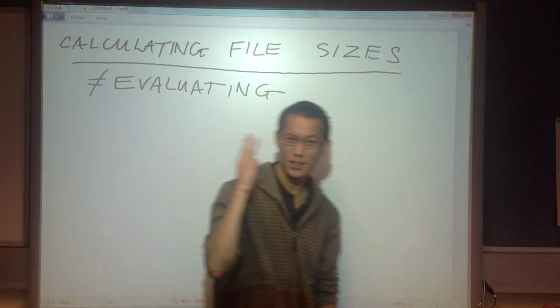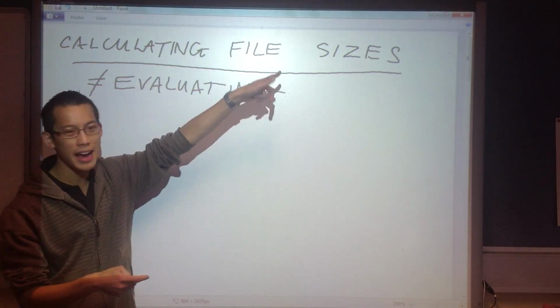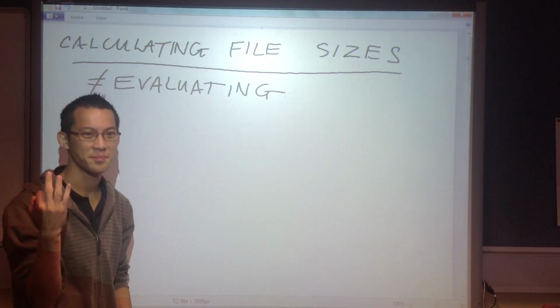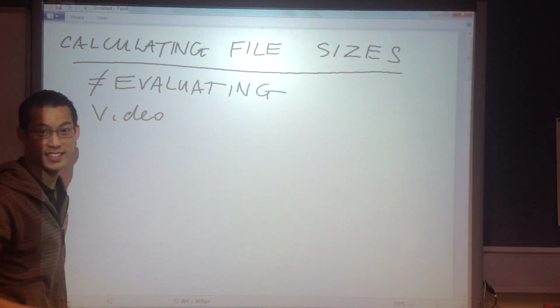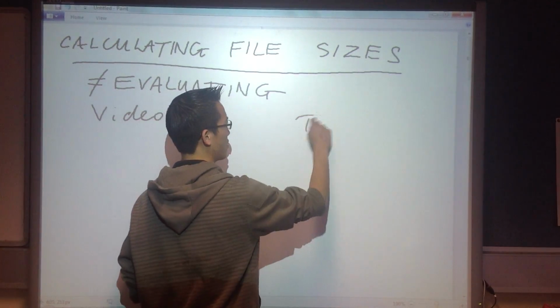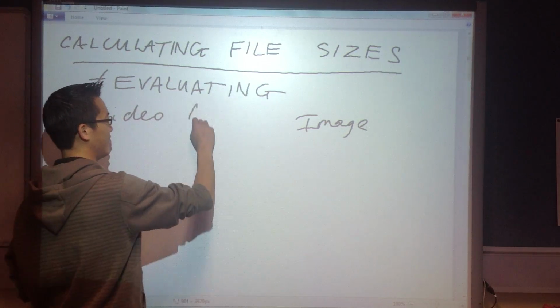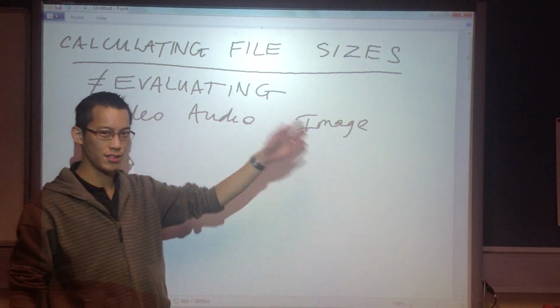Now, under multimedia, there are three kinds of file type whose size we're interested in calculating. What are the three? Video. Okay, video. And image. And audio. Now, I'll take it in reverse order. We'll go from simplest to most complex.